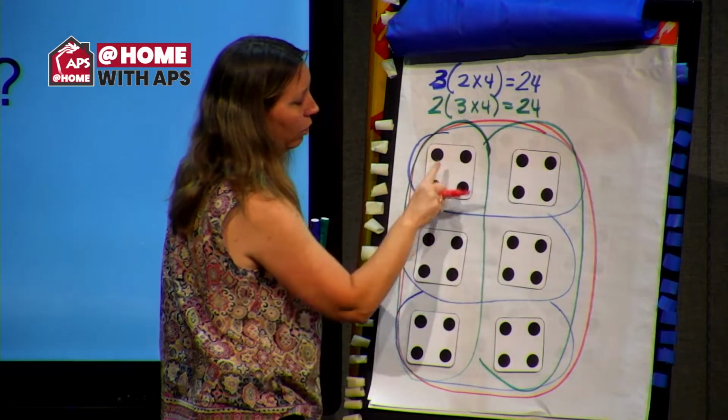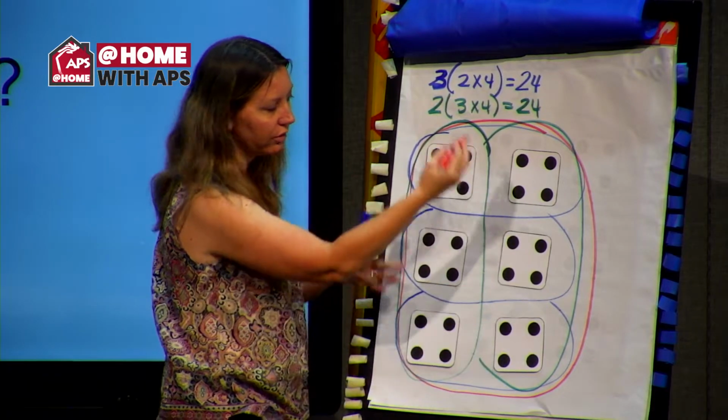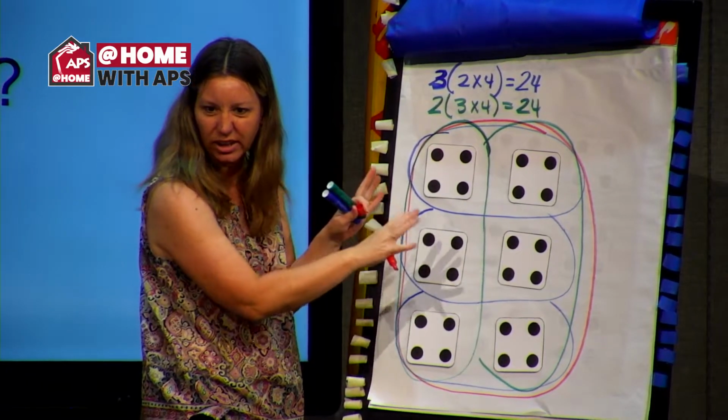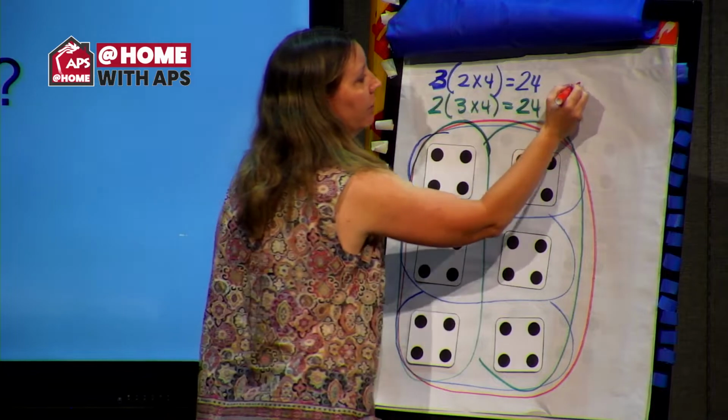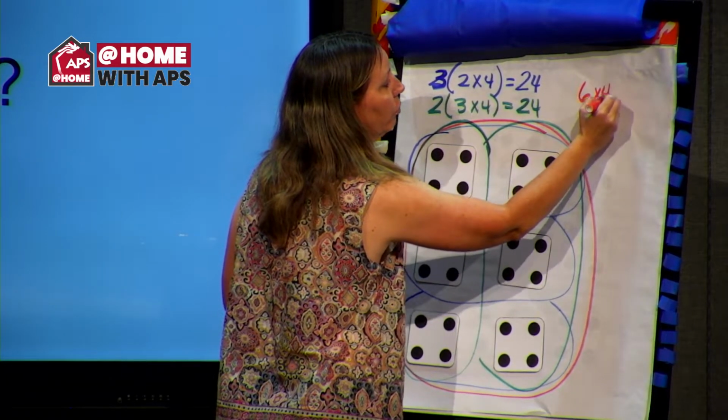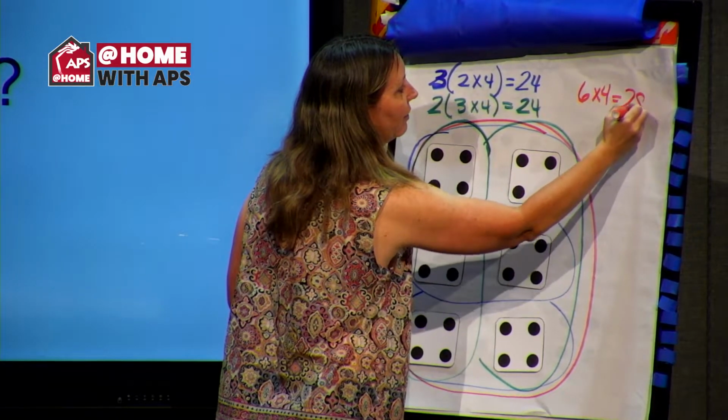1, 2, 3, 4, 5, 6. You saw the dice pattern. You knew without even having to count like it was 6. I had 6 groups of 4, which is 28.